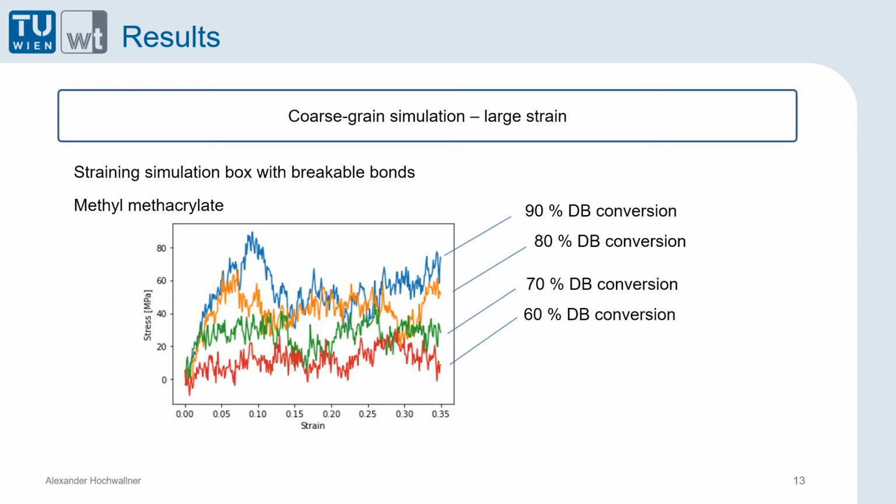This measurement was repeated for lower double bond conversions, and we can see with lower double bond conversion, which is the orange line here, the yield point is simply shifted to lower stresses. And for even lower double bond conversion, we don't really see a yield point anymore. It's probably more like a very viscous liquid, or more like a gel.